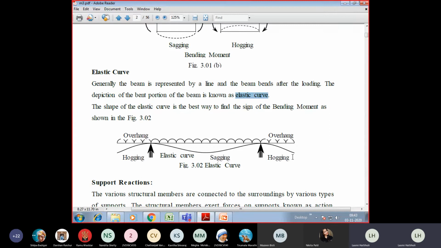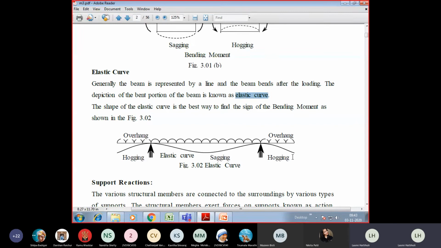Yes, ma'am. Okay. Now, after trying, I'll give you another exercise. After trying this in your home, you should draw that elastic curve on paper and send it to me. I want you to follow this for a simply supported beam and for a cantilever beam. For both, I want you to show me the elastic curve by taking UDL and also by taking the concentrated load.